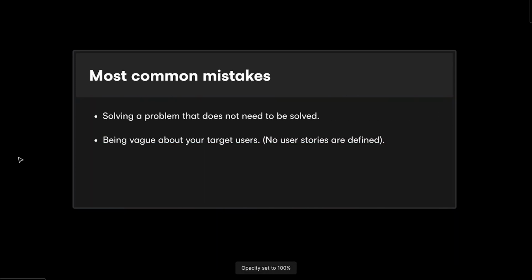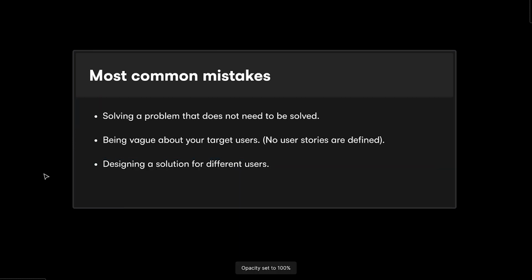The second one is being very vague about your target users and not defining what the user stories for your users are. I'm going to get into that a little bit later, but being very vague about your target users is something that pretty much 99% of case studies have. It's at such an umbrella level that the person reading does not really understand who exactly this person is.